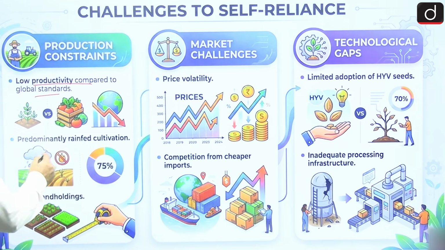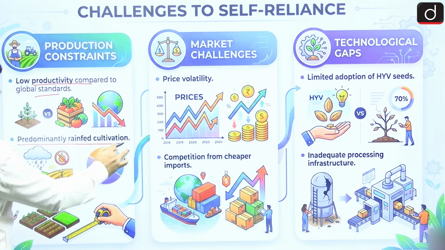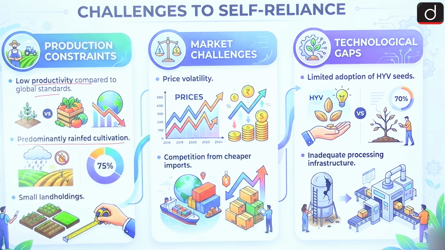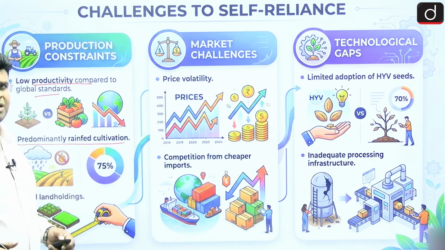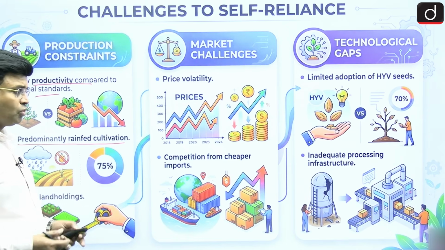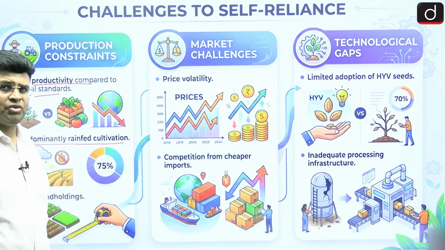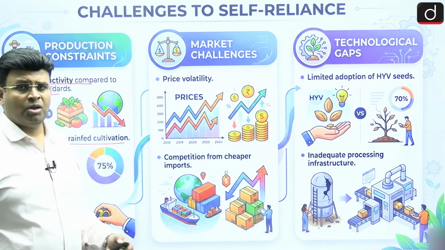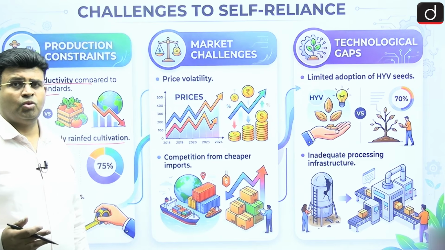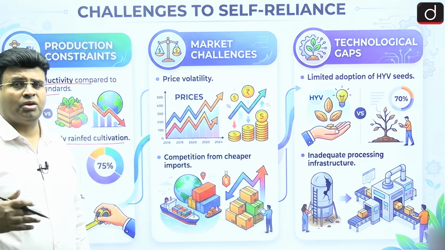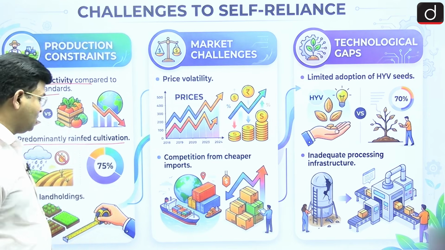So you can say predominantly rain-fed cultivation, and it is already rain-fed cultivation. I said that we have to make it grow in the areas where irrigation can reach. Most of the edible oil at present is grown in regions that are rain-fed, meaning monsoon based, so there is no irrigation. It will be better to grow in regions where irrigation is available. This is one of the challenges.